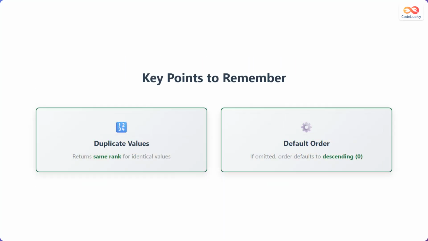Let's summarize the key points to remember when using the RANK.EQ function. Firstly, the function returns the same rank for duplicate values. If there are multiple instances of the same number, they all receive the same rank. Secondly, if the order parameter is omitted, the function defaults to descending order. This means that if you don't specify an order, the largest value will be ranked as 1.